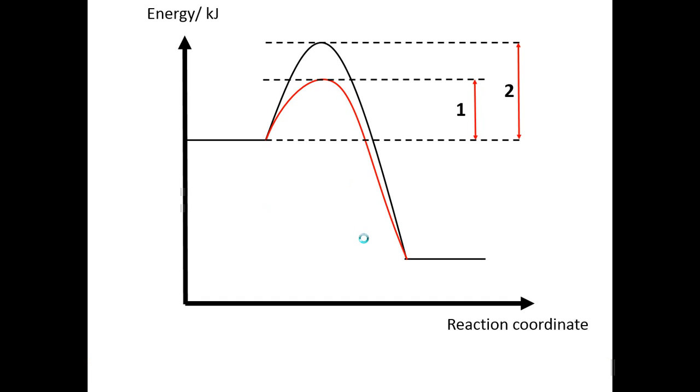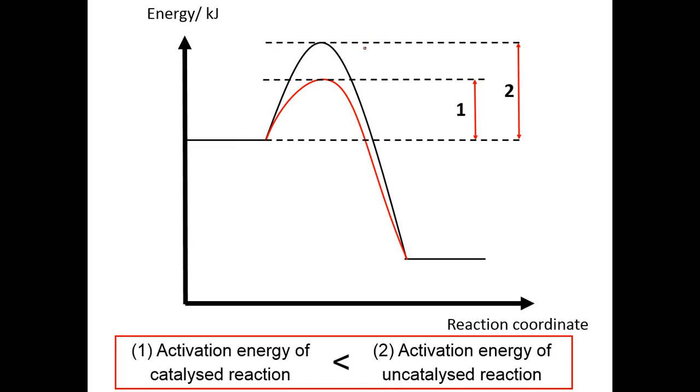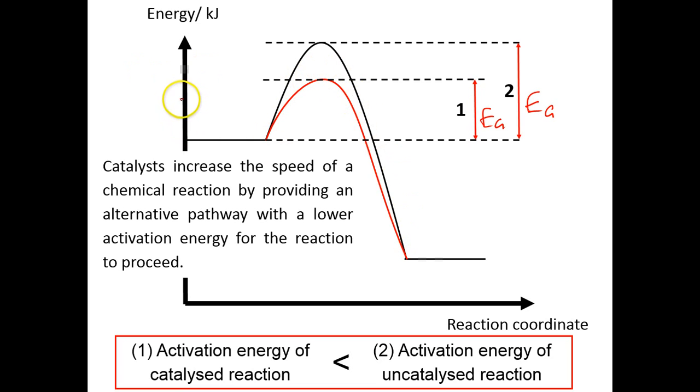So let's take a look at this very simple energy profile diagram over here. Over here we see two reactions. We see two graphs, 1 and 2. And we know that these two are activation energies. We can see that the EA for 1 is lower than that of 2. This is the reactants, this is the products. 1 belongs to a catalyzed reaction, 2 belongs to an uncatalyzed reaction.